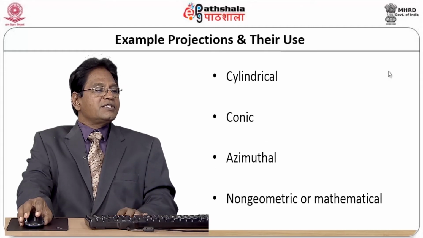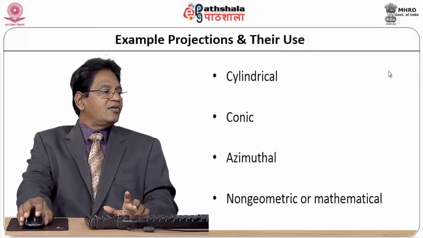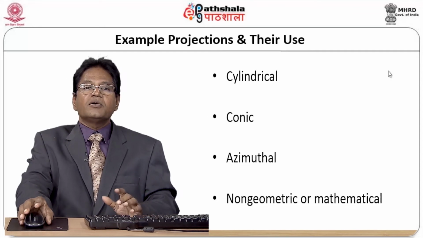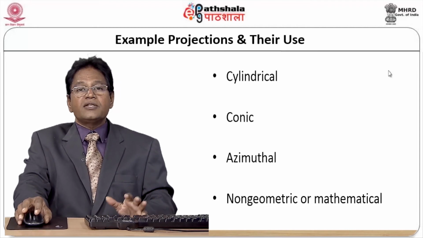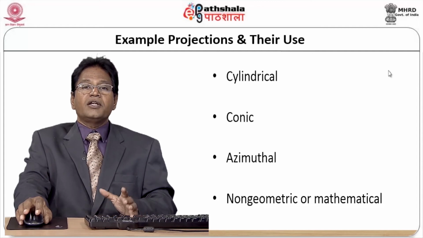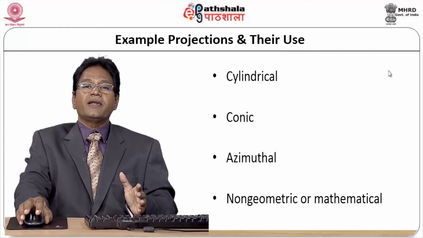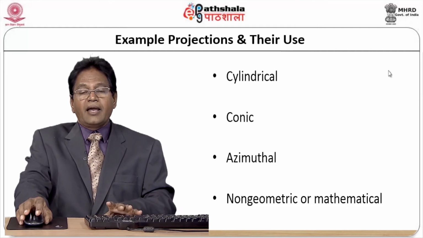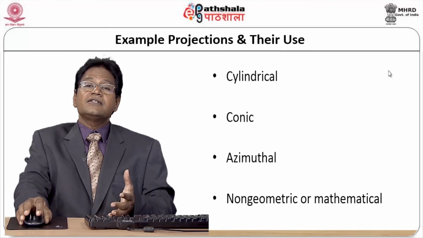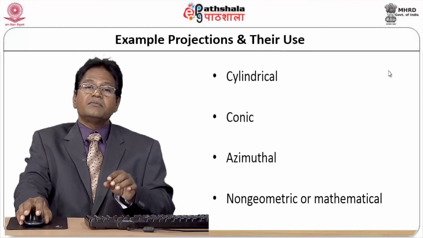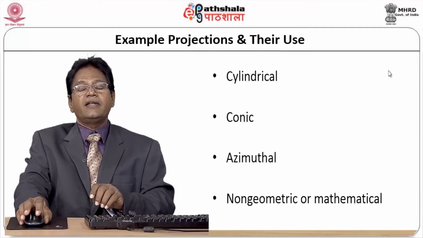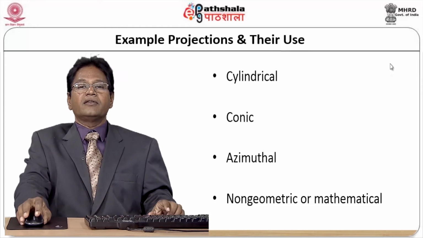Example of various projections and their use. Let us see one after the other: cylindrical, conical, azimuthal, non-geometric or mathematical. People are using even non-geometrical shapes, because as you know, everything is affected by some distortion or other, isn't it? If I consider a geometrical shape like a cylinder or a cone, I may lose some details, I may have some distortion in some part of the globe or other. But if I consider a non-mathematical or non-geometrical shape, then I may not lose that, but depiction will be relatively difficult. Still, people are working on that nowadays.